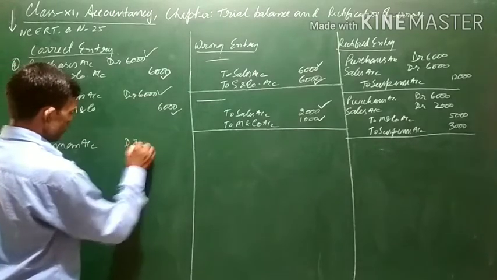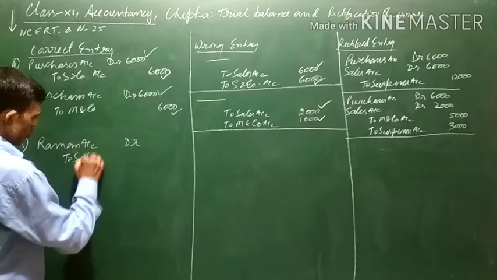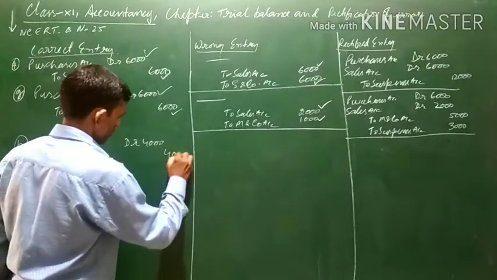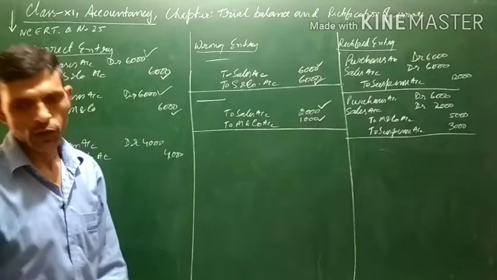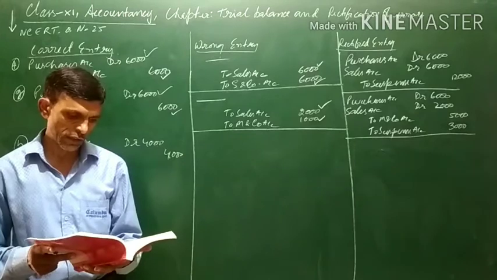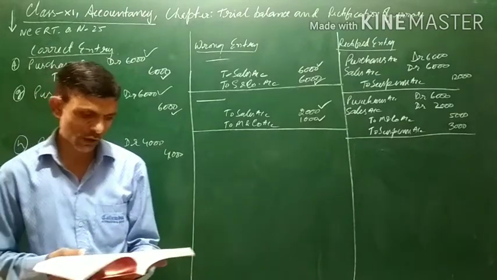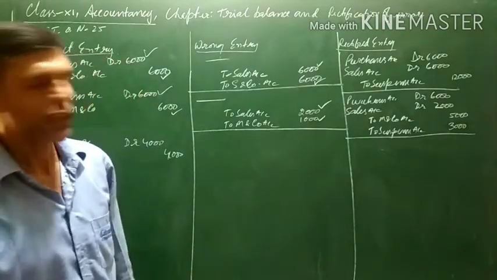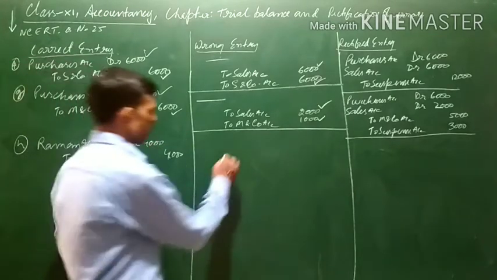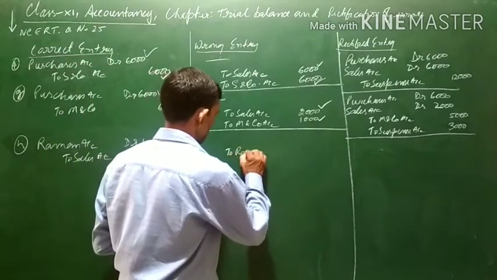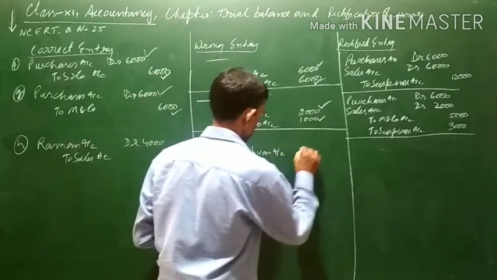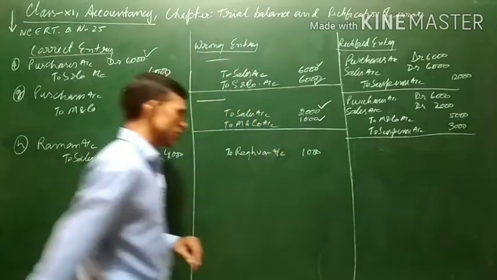Raman account debit to sales account 4,000. Raman account debit to sales 4,000. Now here it is given that it has been posted to the credit of Raghavan as 1,000. Means from the sales book it has been posted to the credit of Raghavan. Means Raghavan account is credited with rupees 1,000.